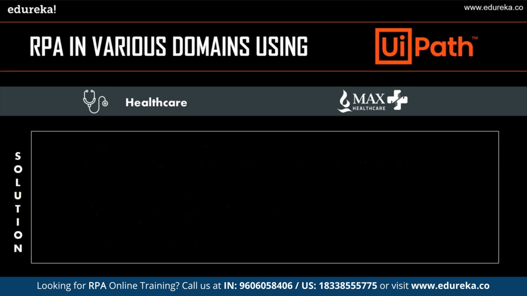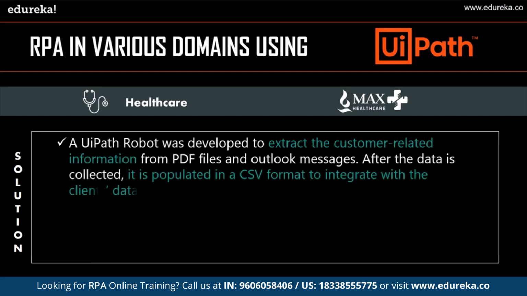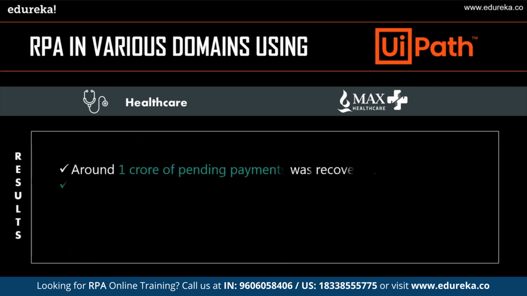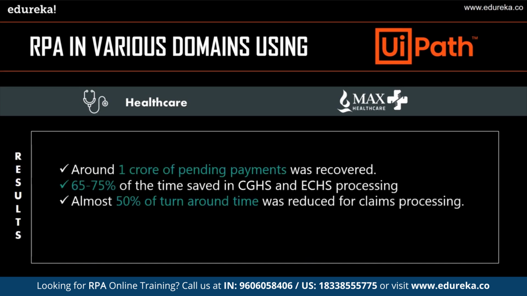So that's how, guys, Max Healthcare used UiPath. Basically, they designed a robot to extract the customer related information, and once the data was collected, it was put in a CSV format to integrate with the client's database. A robot was also created which would log into the portal through different URLs of different hospitals and read the patient transaction records and validate the status of entries. So the result of Max Healthcare using UiPath was that around 1 crore of pending payments were recovered.